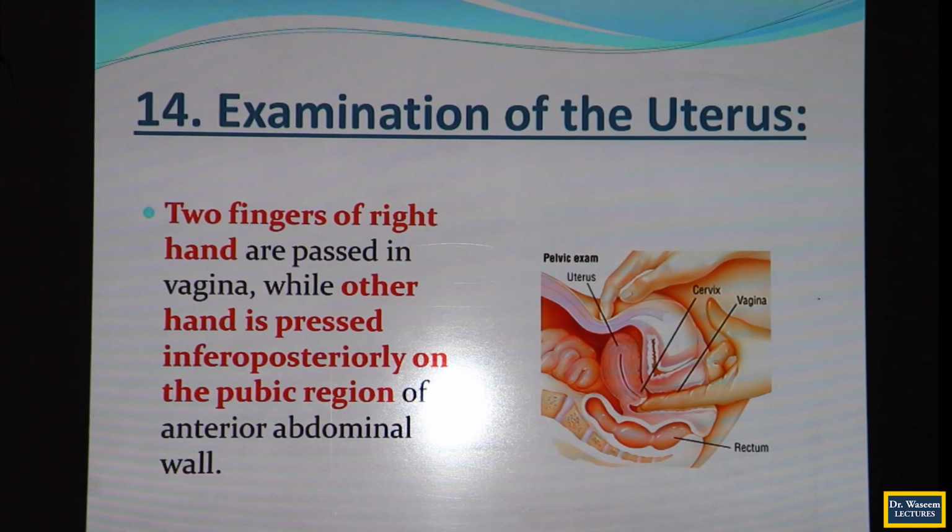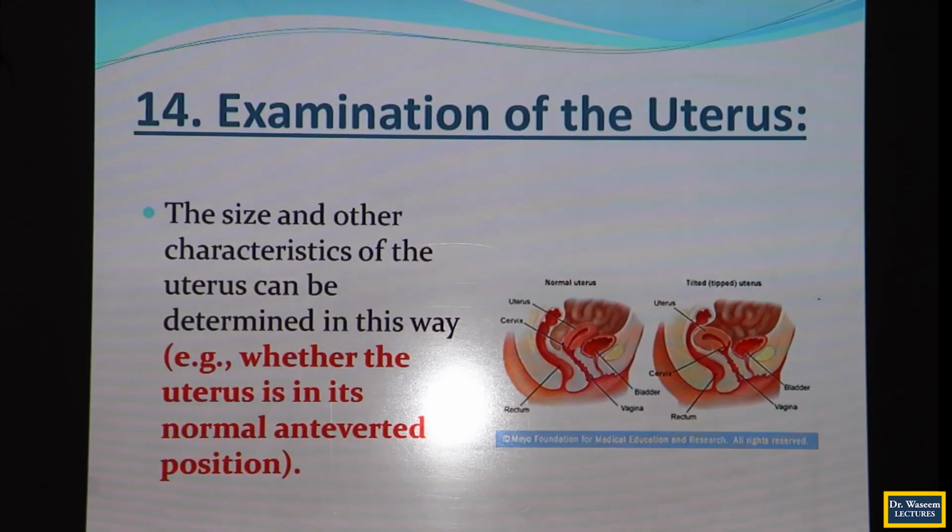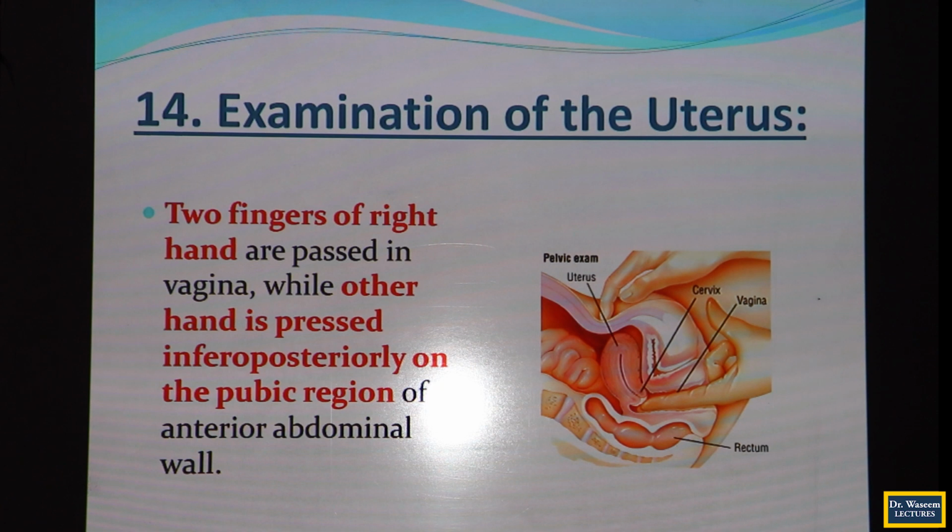Another is the examination of the uterus. You see the two fingers here, this is bimanual examination. Two fingers of the right hand are put into the vagina, and the other hand is pressed infero-posteriorly on the pubic region on the anterior abdominal wall.